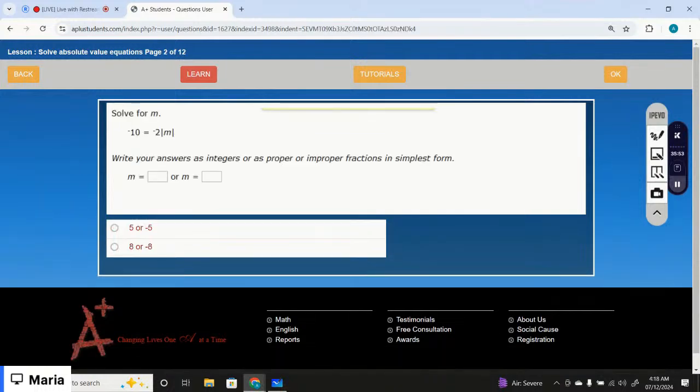Okay, solve for M. So which is the correct option? Option number 1 is the correct option. It is 5 or negative 5.